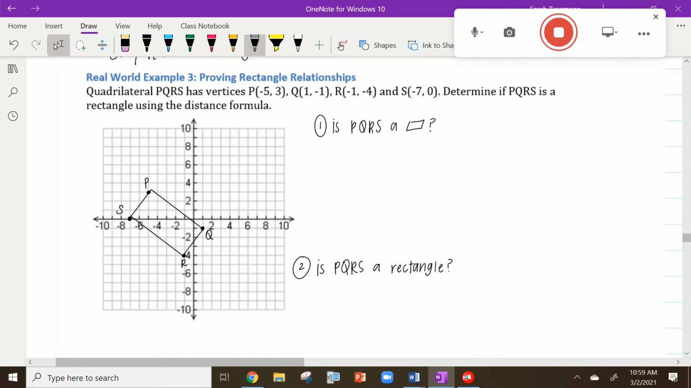In order for us to answer that part using distance formula, we need to see, are the opposite sides congruent? It doesn't tell us that we have to use distance formula for both parts, so you can really do anything you want to show that it's a parallelogram. I'll decide to do it with slope, how about? So let's check the rise over run of each side.